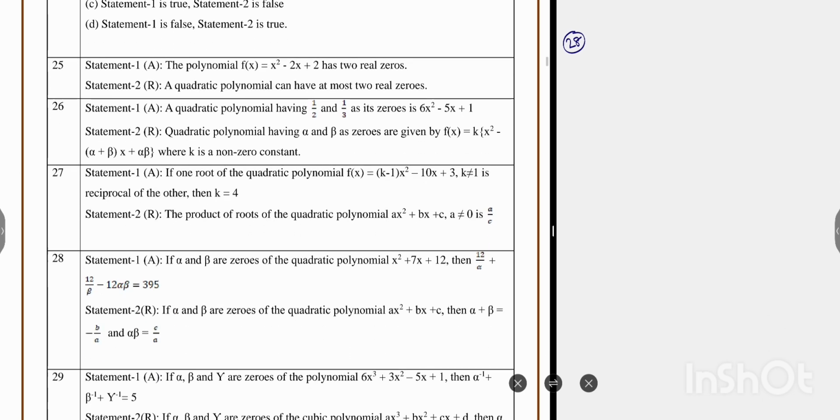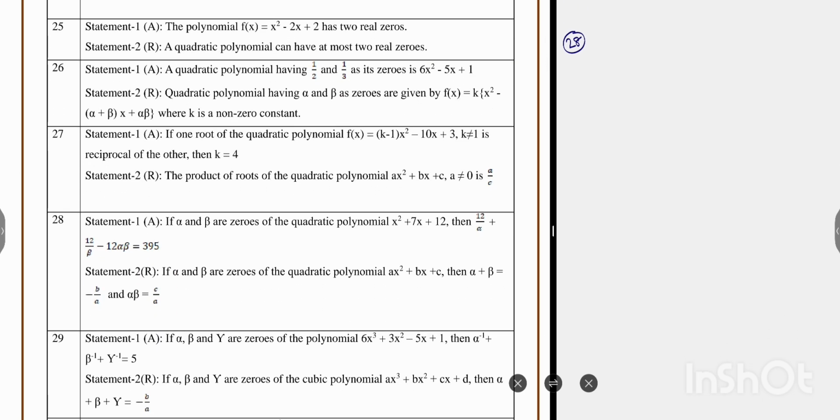Question number 28. If alpha and beta are the zeros of the quadratic polynomial p of x equals x square plus 7x plus 12, then we have to find 12 by alpha plus 12 by beta minus 12 alpha beta, which is given as 395. Now how can we find it? Let us find 1 by alpha plus 1 by beta first.